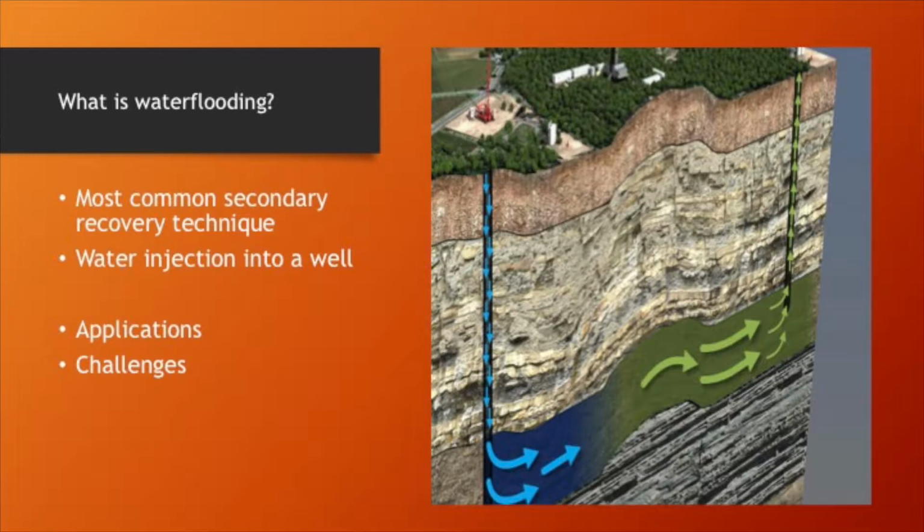Our study focus is water flooding, being the most common technique of the secondary recovery approaches. Water flooding is a method where you inject water into a hydrocarbon reservoir to recover up to 75% of the original oil in place after the reservoir loses its own potential.